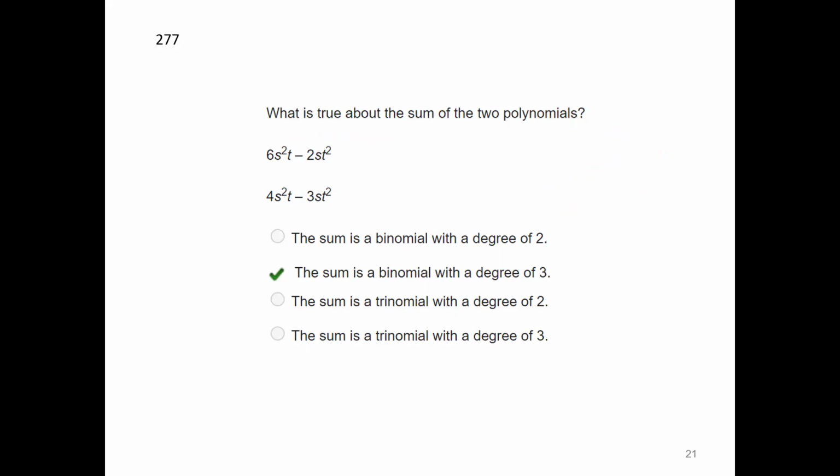277. Go ahead and take your pencil and or your highlighter and highlight the correct answers there. Go for it. The keyword here is true. What is true about the sum? Sum means plus of the 2 polynomials. Okay, so keyword is sum, so maybe it's asking me to add it. So let's go ahead and add this.